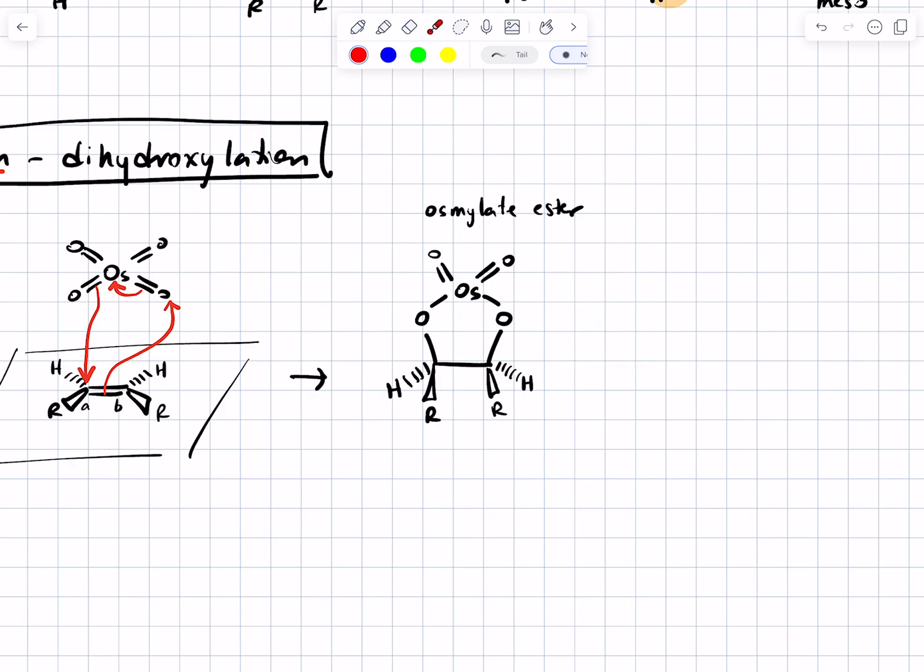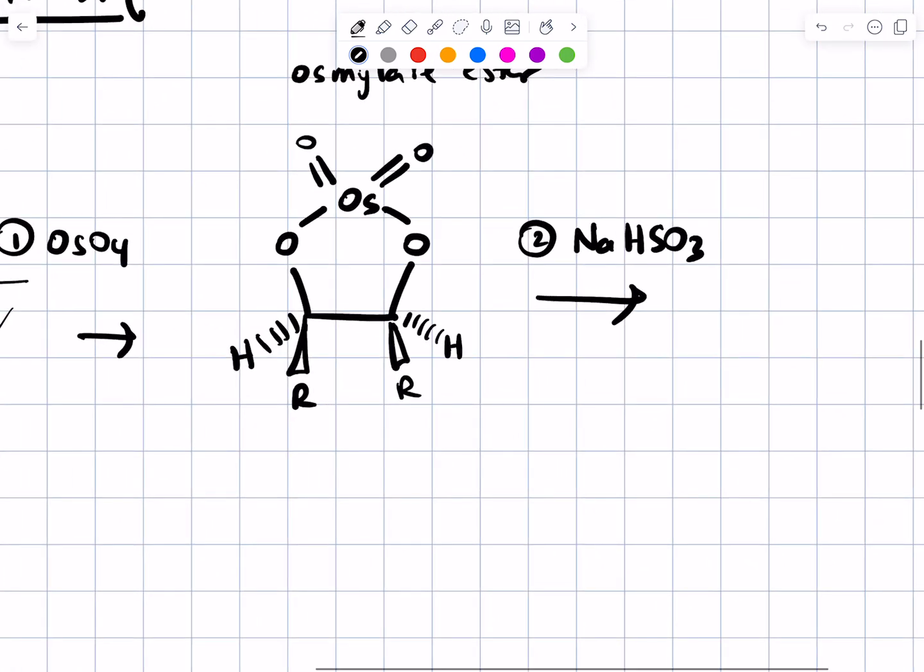There's a second step to this reaction. In the first step, you just use osmium tetroxide. In the second step, you're going to use a reagent that's just not explained in your text. This is sodium bisulfite, and its purpose is simply to hydrolyze the osmolate ester. How do we even spell that?